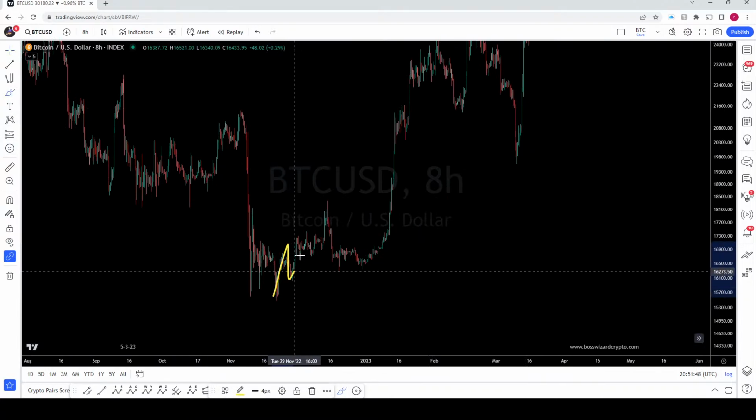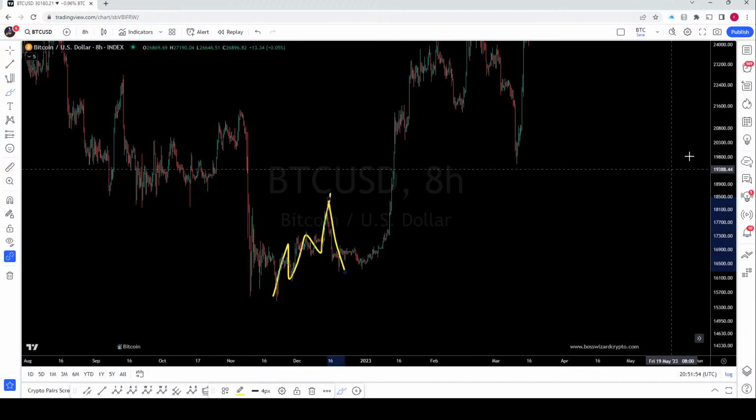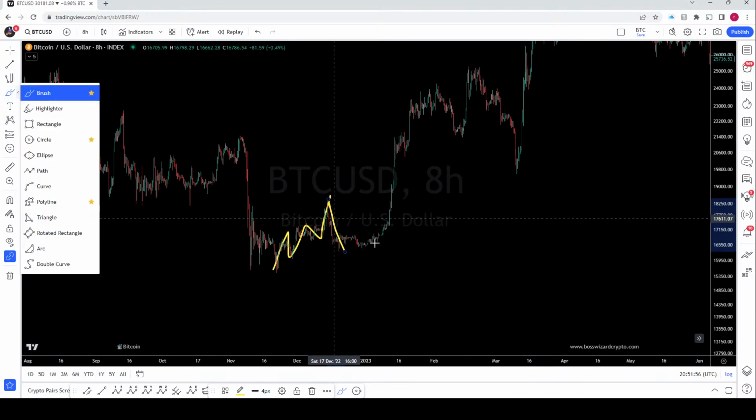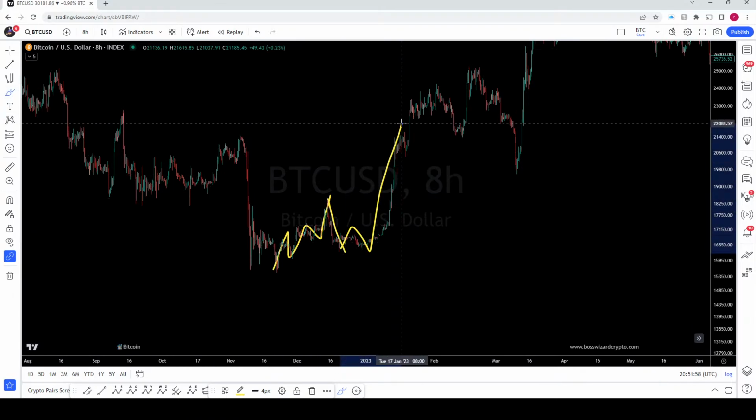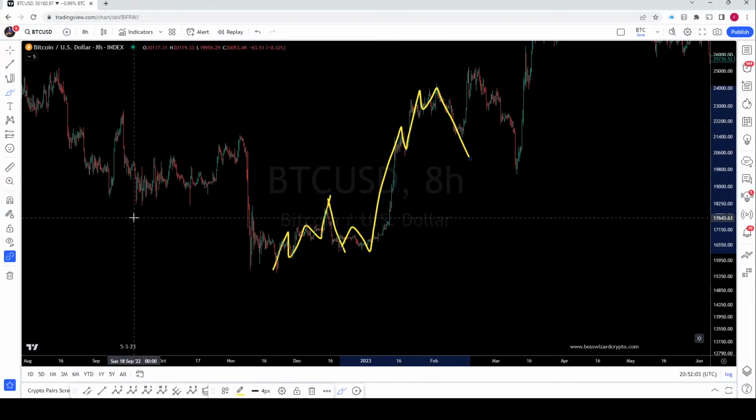1, 2, 3, 4, 5. What did it give us? A retracement. Okay. What happened next? 1, 2, 3, 4, 5. What did it give us? A retracement.